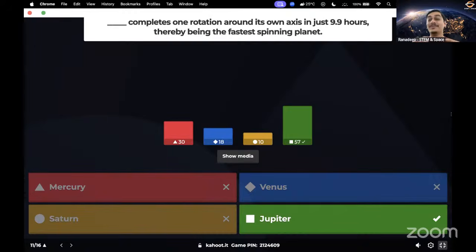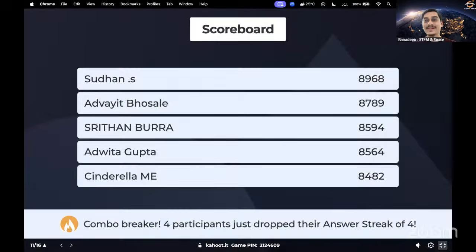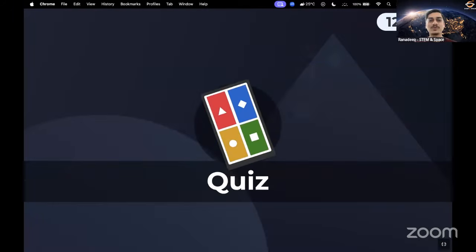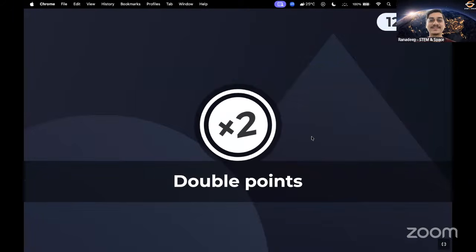Well, that is the beauty of our universe. Jupiter, despite being so massive, being the biggest planet in our solar system, is actually also the fastest spinning planet, completing its rotation about its own axis in less than 10 hours. So that's absolutely fascinating, isn't it? Well, that's how the scoreboard looks now. Let's move to the 12th question for double points.